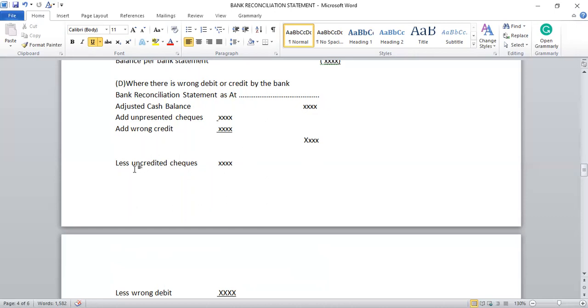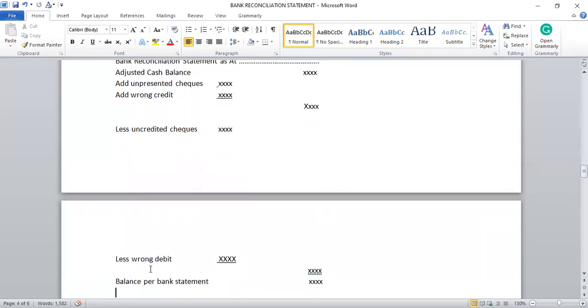Then you come here. Less uncredited checks. Then you add any wrong debit to it. Then when the bank debited your account, you add it to the unpresented so that you get this figure. So your adjusted cash balance plus these two figures, then you get this balance.